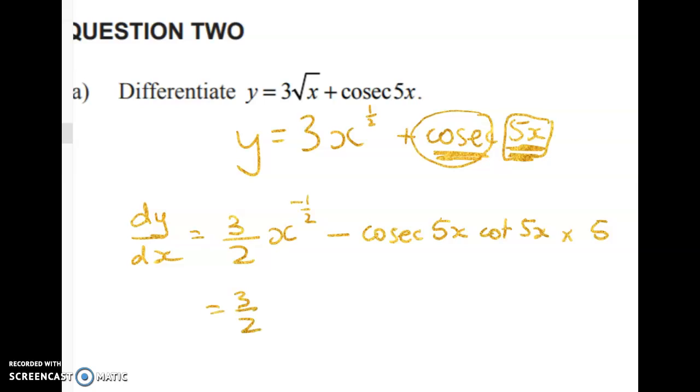I'm going to clean that up and write it like this. I think it's fine to leave it with a negative fractional power here. Okay, so there we go. That's your final answer for 2A. Let's have a look at 2B.